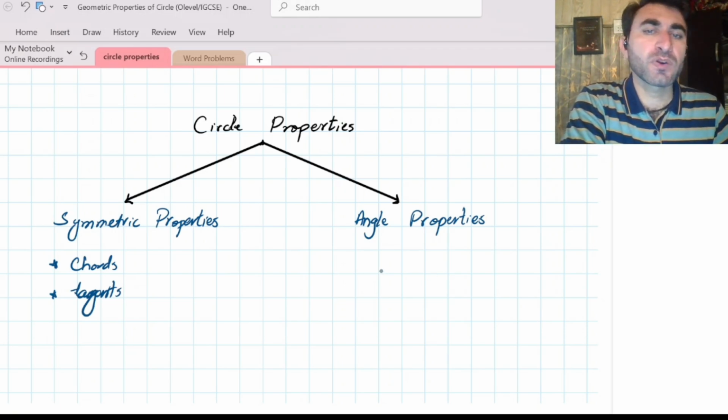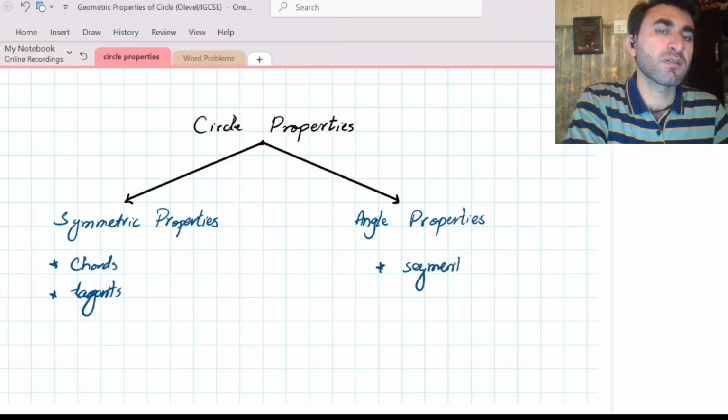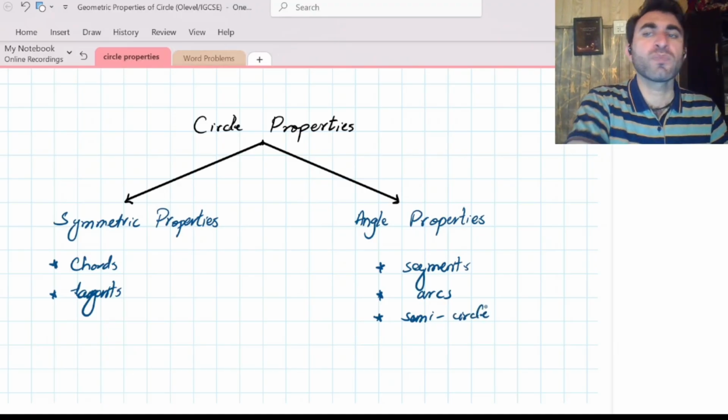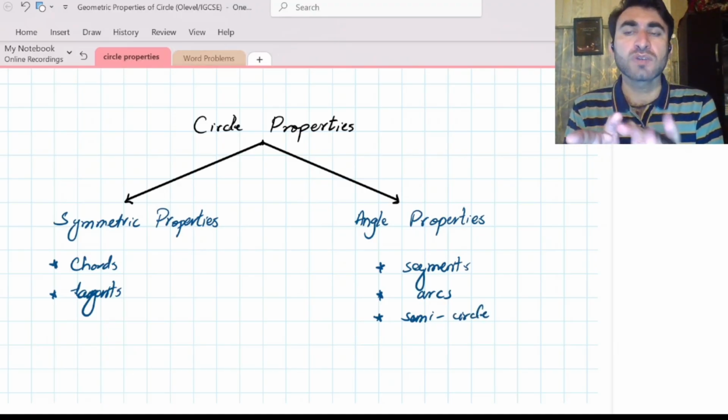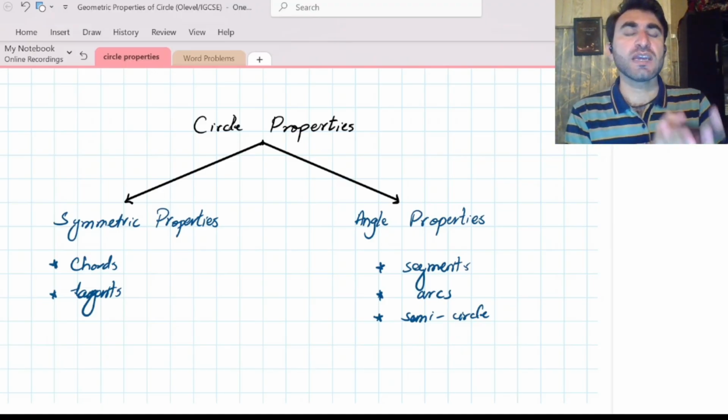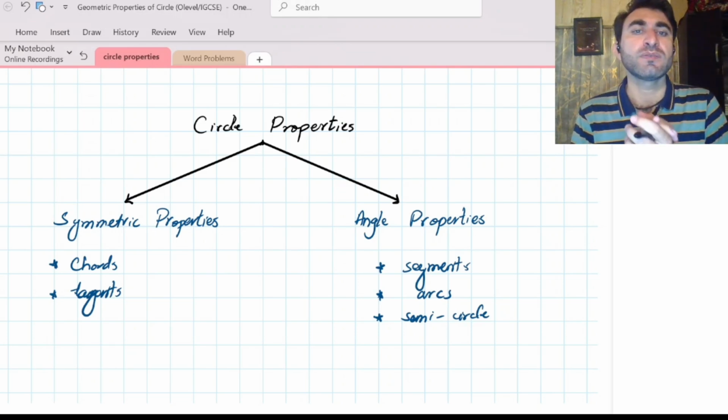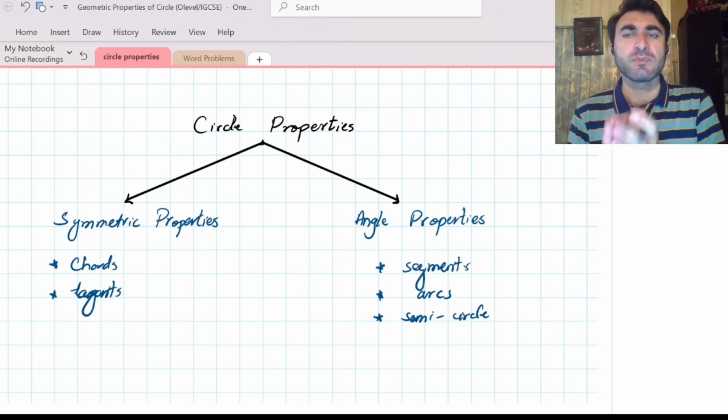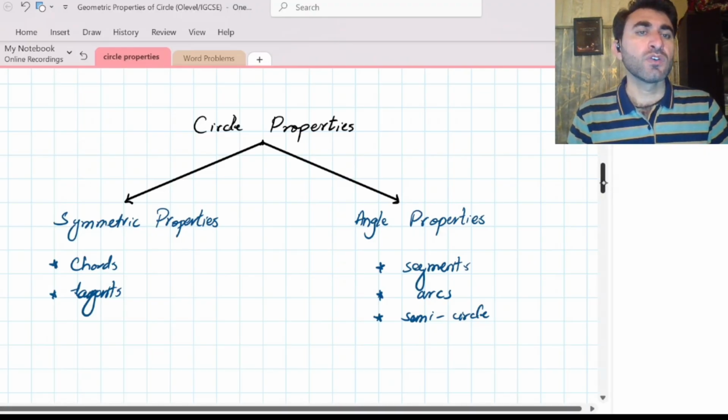And there are angle properties. They mainly involve segments and arcs, or we can say the semicircle as well, because there is another property about the semicircle. So these are the two categories of properties: symmetric properties and angle properties. First, let us today discuss the symmetric properties, and then in the next video we will be discussing the angle properties. Coming to the symmetric properties, which are four.